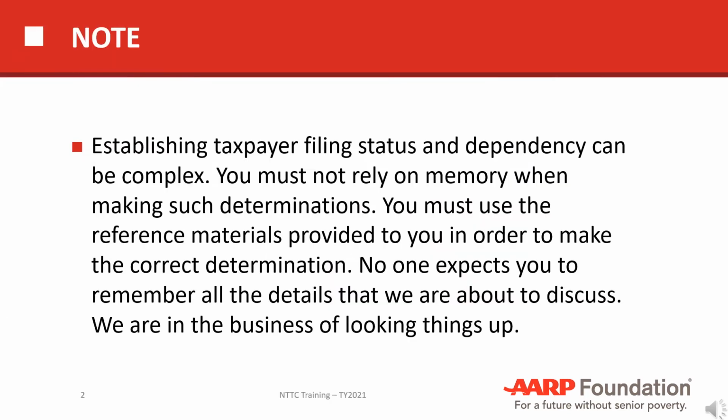I want to preface my discussion of filing status and dependency by saying that when you establish taxpayer filing status and dependency, this can be complex. It can also be very simple. For instance, if you have an elderly couple sitting before you that is married and they say they want to file jointly, there's nothing more that needs to be done. It's married filing jointly. But that's really about the only part of filing status that is actually very simple. The rest of it can be complex.